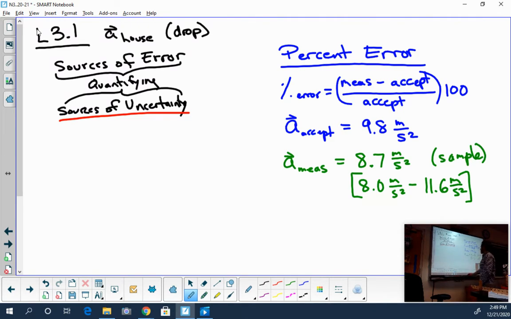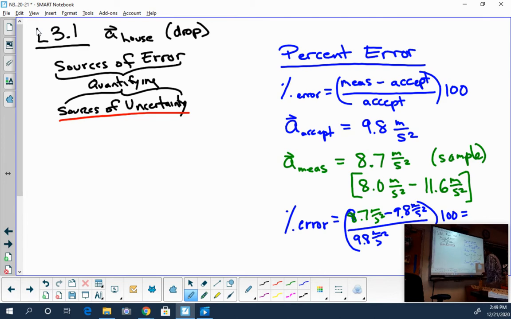Now, to determine your percent error, that's a pretty easy process. You take your 8.7 meters per second squared minus the 9.8 meters per second squared, over 9.8 meters per second squared, times 100, and you get your percent. So your percent error in this case, that's negative 1.1 over 10, and that would be negative 0.11 roughly. This is almost 10. Negative 0.1 times 100 would be about a negative 11%, roughly speaking.